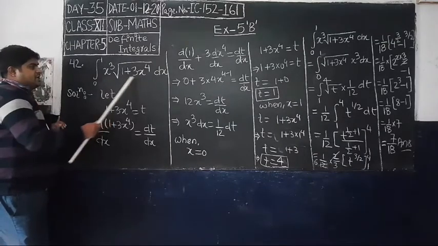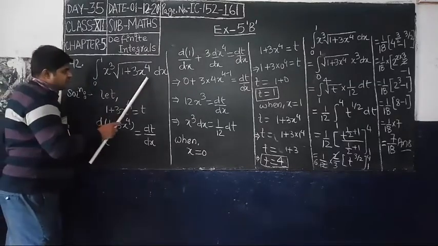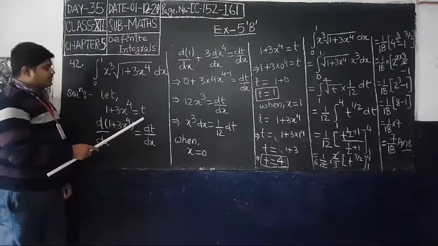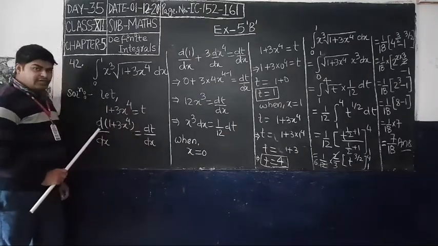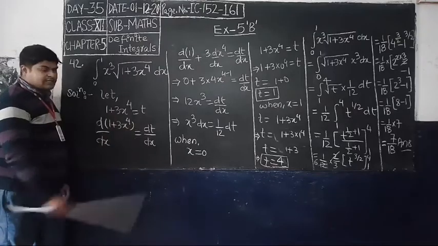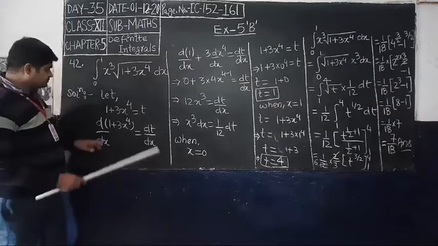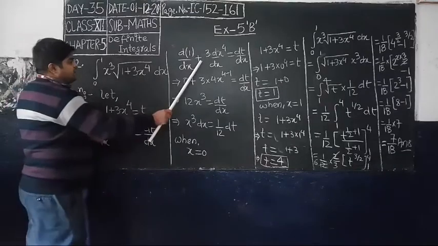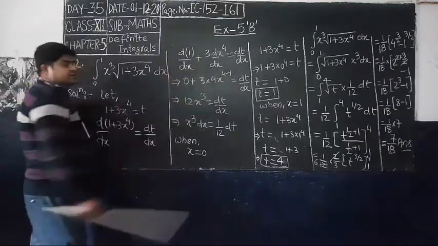Let 1 plus 3x to the power 4 be equal to t. First of all, you will suppose this function is equal to t, and then you will find the first derivative of this equation. d by dx of 1 plus 3x to the power 4 is equal to dt by dx. That means we have to find the derivative with respect to x. The derivative of the constant term 1 is d1 by dx, plus 3 is a constant, 3 dx to the power 4 by dx, is equal to dt by dx.